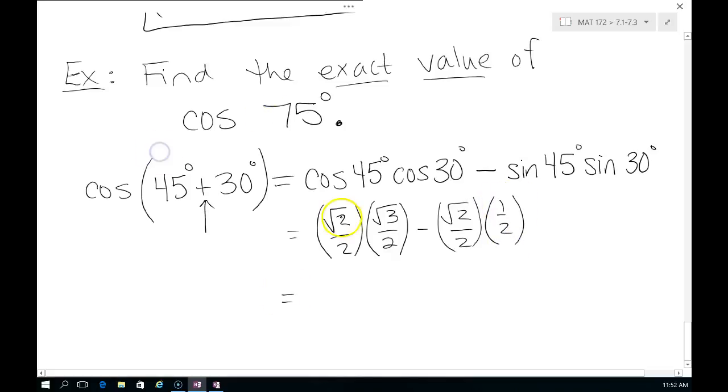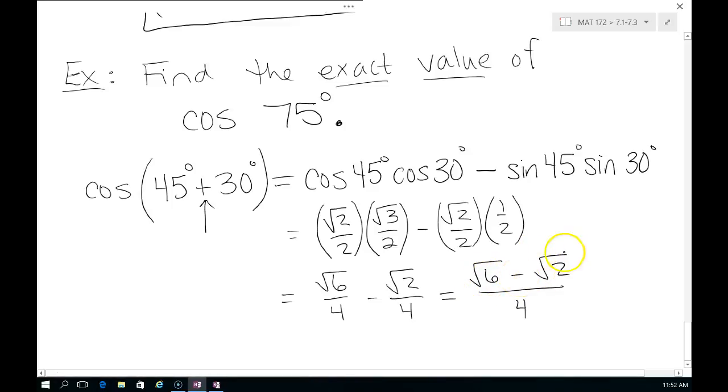Now I can multiply. I get radical 6 over 4 minus radical 2 over 4. They've got common denominators, so I can go ahead and put those numerators together, but I can't combine them. Those terms are not like terms. You cannot combine radicals with addition and subtraction unless they are the same type of radical. A root 6 and a root 2 are different types of radicals. So the exact value for cosine 75 is radical 6 minus radical 2 over 4.